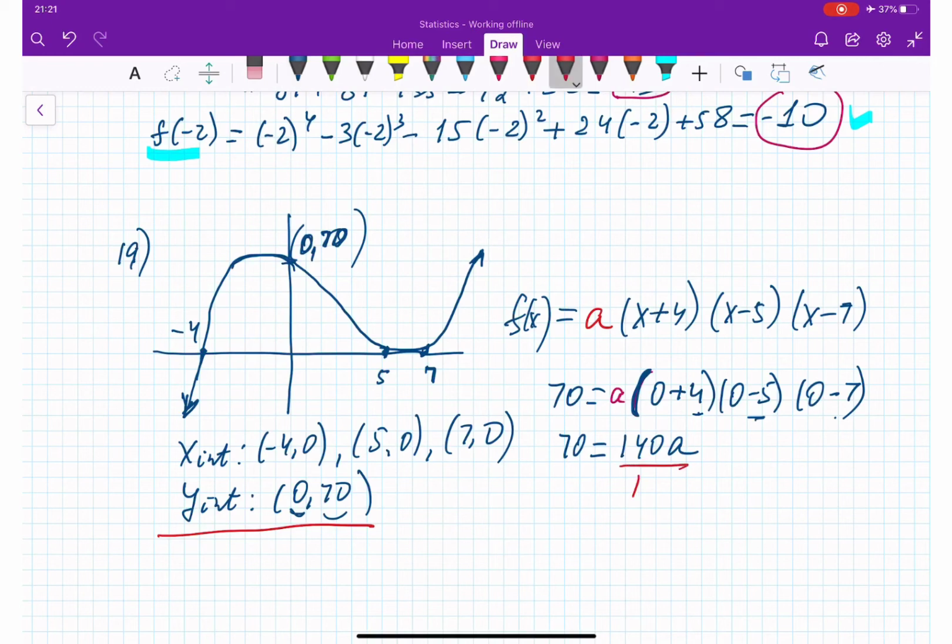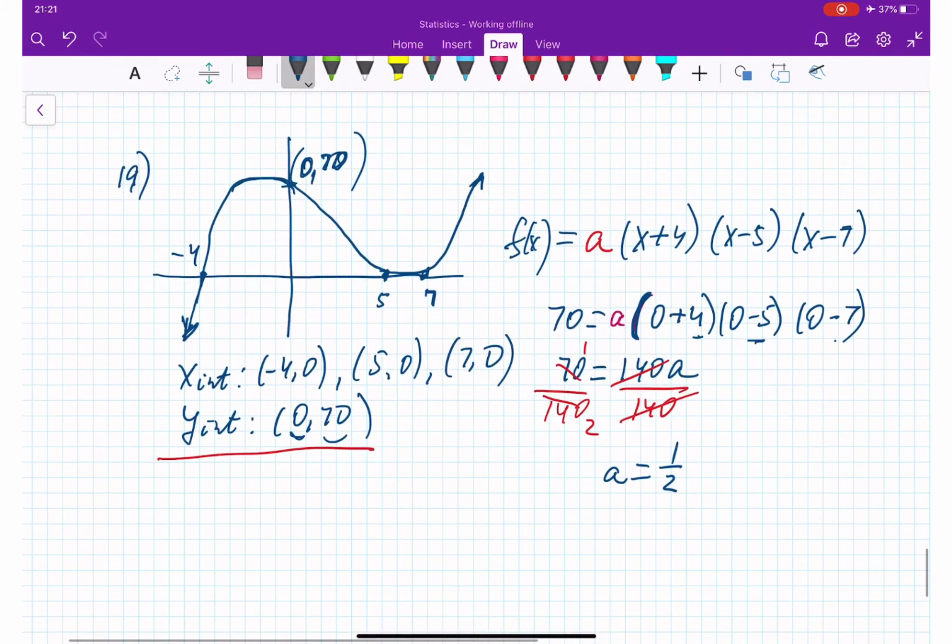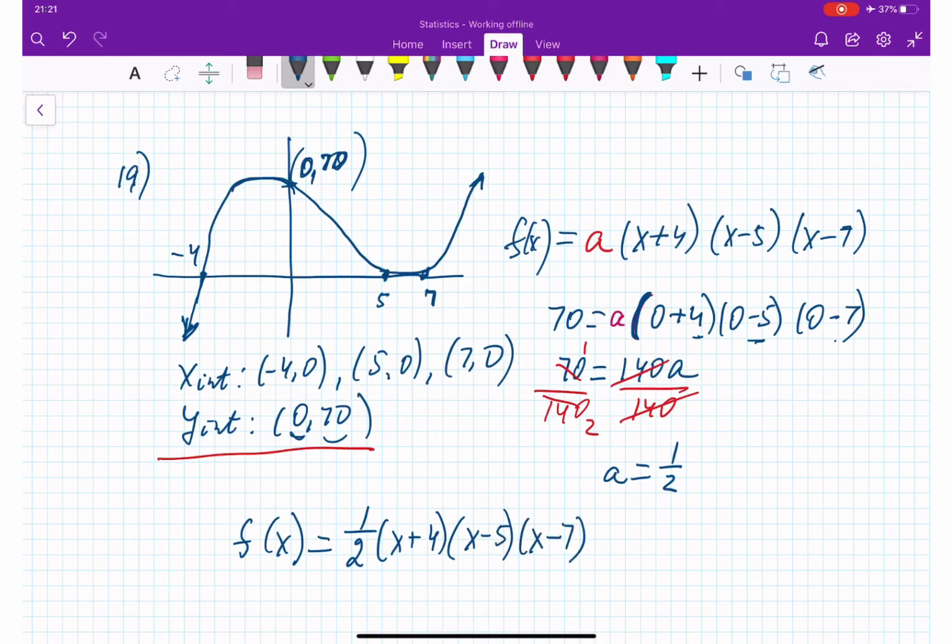What do we do? We divide by 140 here. We divide by 140 here. This is gone. Here will be 1 and 2, which means a is equal to 1 over 2. So from here, the final form of the polynomial based on this graph, we get f of x is equal to 1/2 times x plus 4, x minus 5, x minus 7.